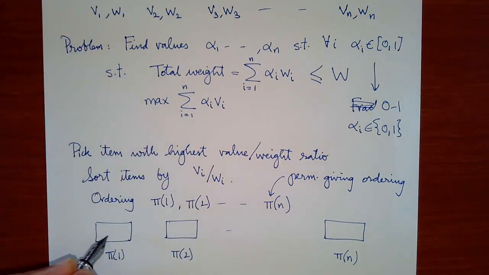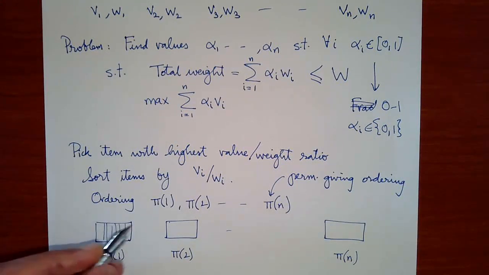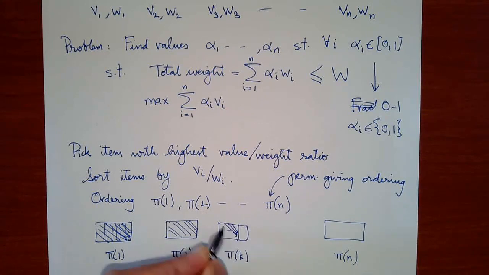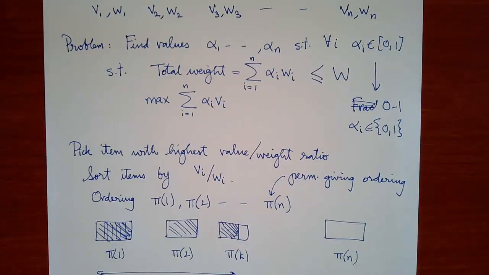You're going to keep picking this item. So you're going to pick as much of it until you either fill up your knapsack or you just take the item completely. Then you move on to the next one. And you keep taking it until you either fill up your knapsack or you get all of it, so on and so forth. Until maybe once you get to about pi k, you've just taken some portion of this. And at this point, the total weight of all of that will be W.